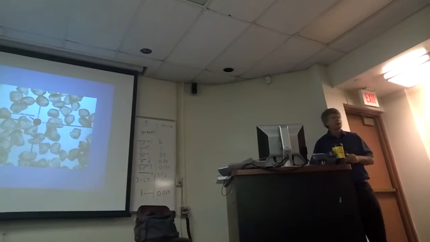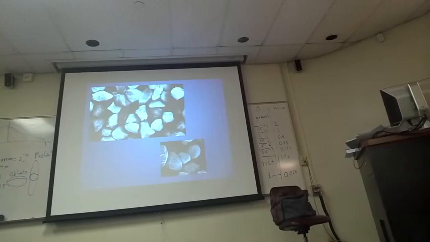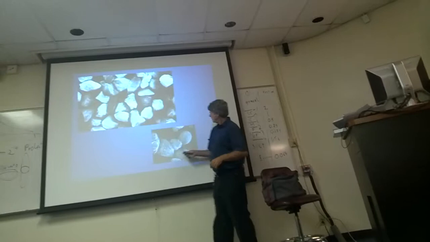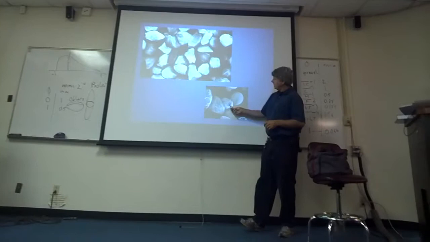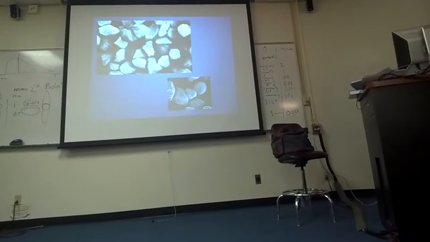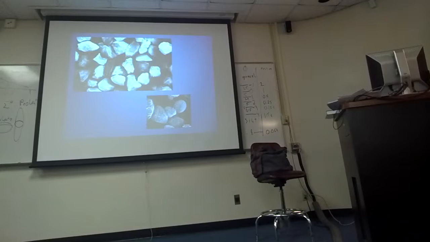So anyway, here are just pretty pictures of grains. What's the difference between angular and rounded? This is all angular. This is rounded and angular. It's a mixture. What if you have some very rounded grains and some angular grains? What does that tell you about that? Poorly sorted. It could be well sorted. That's fairly well sorted. Good idea though.